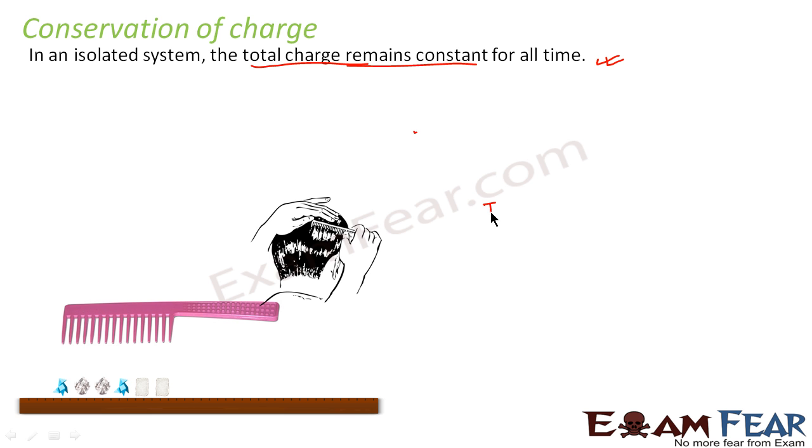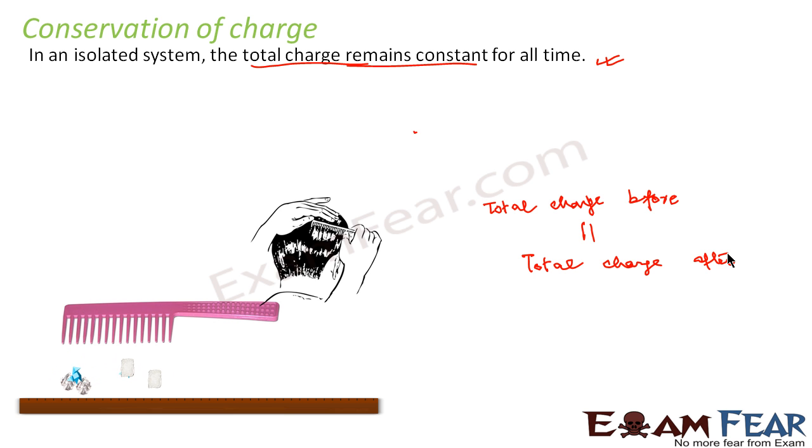So that means the total charge before is equal to the total charge after the process. The process here is rubbing. So before rubbing the total excess charge was 0. After rubbing, the comb becomes negatively charged. At the same time, your hair becomes positively charged. So after charging also, the total charge remains the same.